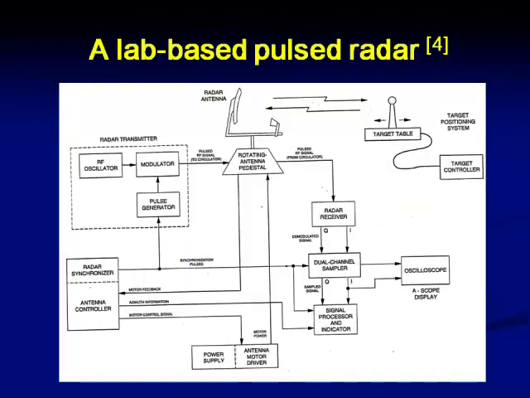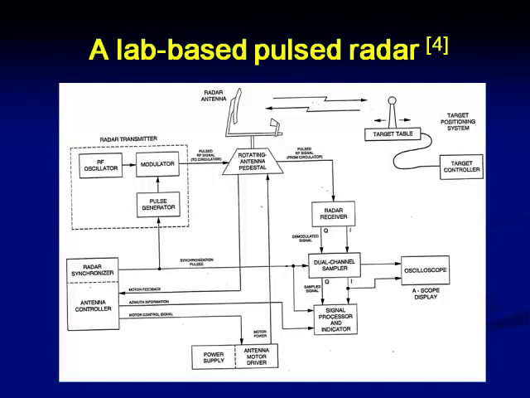So for a lab-based system, you can see more and more details of these blocks. So there will be an RF oscillator, that means a sinusoidal high frequency generator, and a separate pulse generator for these things, and both of them will be sent into a modulator device.